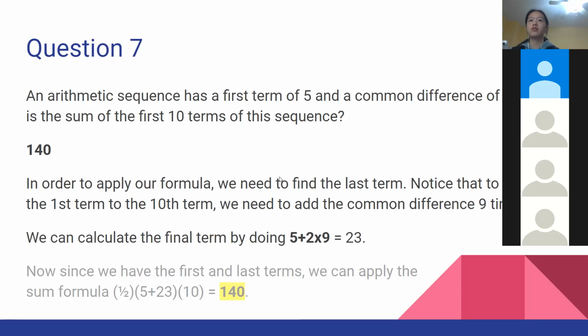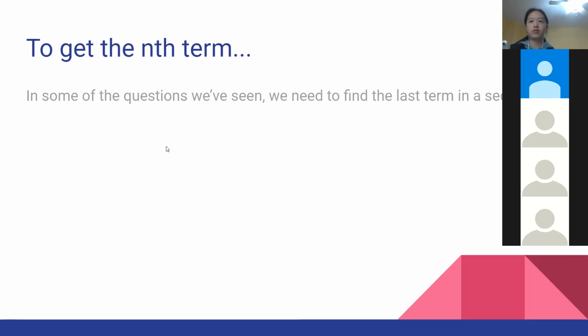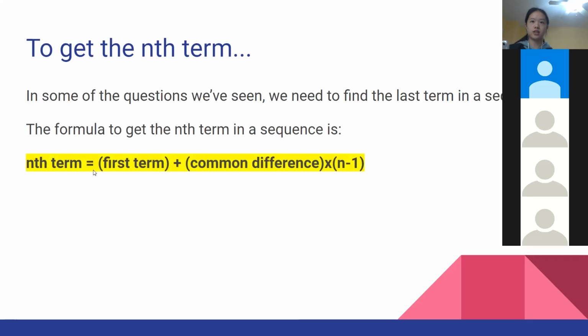Okay, so there is a formula to get the nth term, and in this case, n would just be a number. If you're trying to find the 10th term, n would be 10. So this is a formula to get the nth term in a sequence. For example, if you're trying to find the 5th term in a sequence, you could just substitute 5 for n. You may want to write this formula down, but it's best to actually understand how it works.